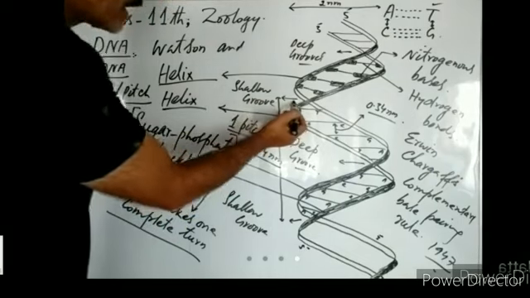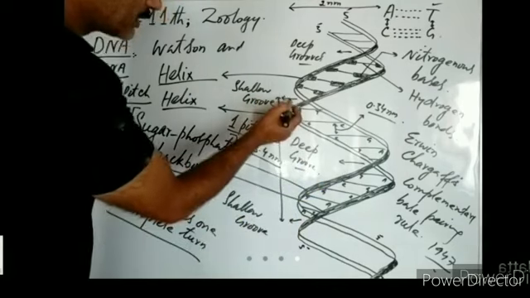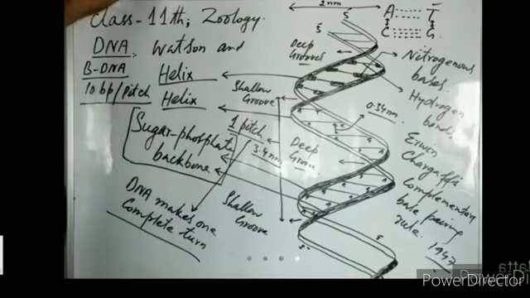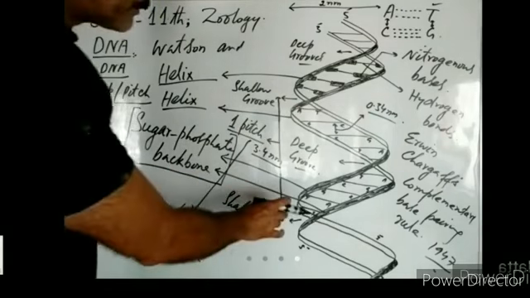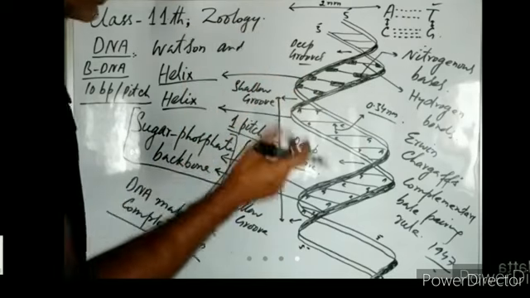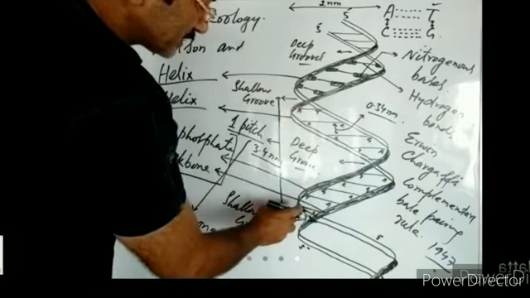So this narrow cut is known as a shallow groove. This deep cut is known as a deep groove. The distance between one shallow groove to another shallow groove is known as one pitch. And one pitch marks one complete turn of DNA. So from here, the DNA rotates like this. From this point to this point, DNA makes one complete turn.